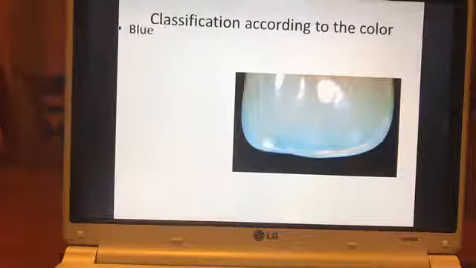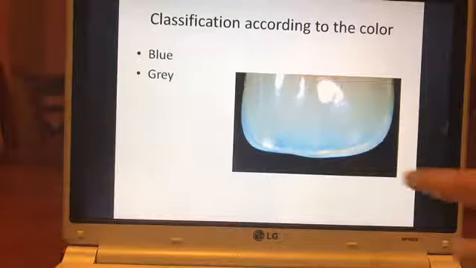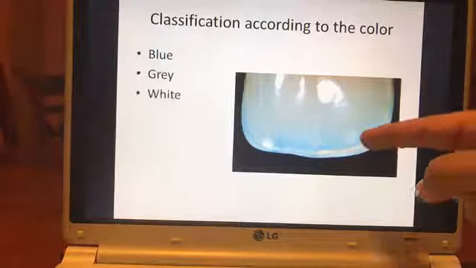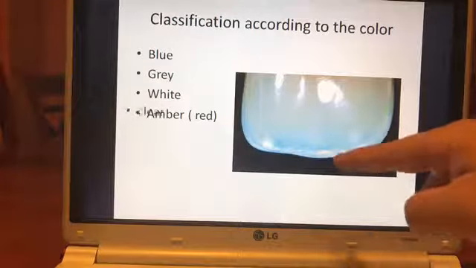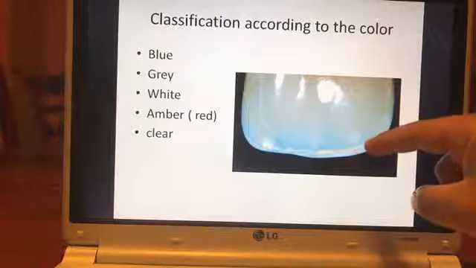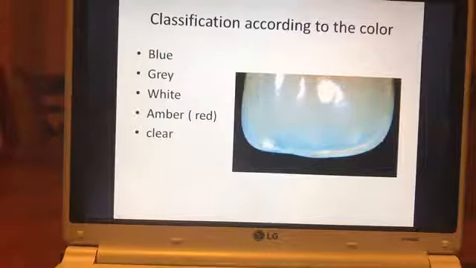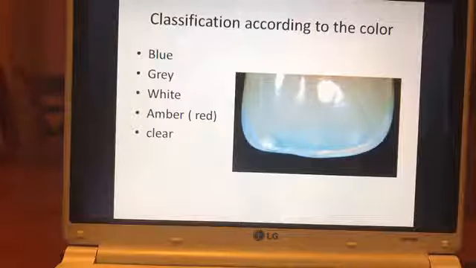And the classification according to the color is blue, as you see here. Now you can see it very clearly, a blue color in the tooth, and this line is amber. You see this amber line, the red line? So mostly in this part, if you put a blue and amber, I'm okay. I'll be happy if you do this. If you put a blue and amber, in most of the cases, you can get what you want.